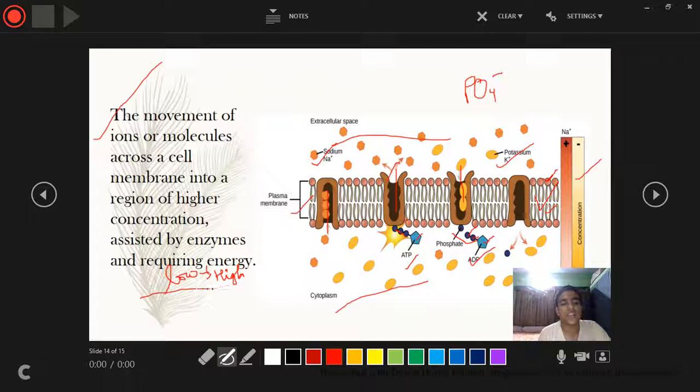Low concentration to high concentration, and it requires energy. This is the main differentiation point between passive transport and active transport. Active transport is the movement of ions or molecules across a cell membrane into a region of higher concentration, assisted by enzymes. Enzymes help in it, and it requires energy.